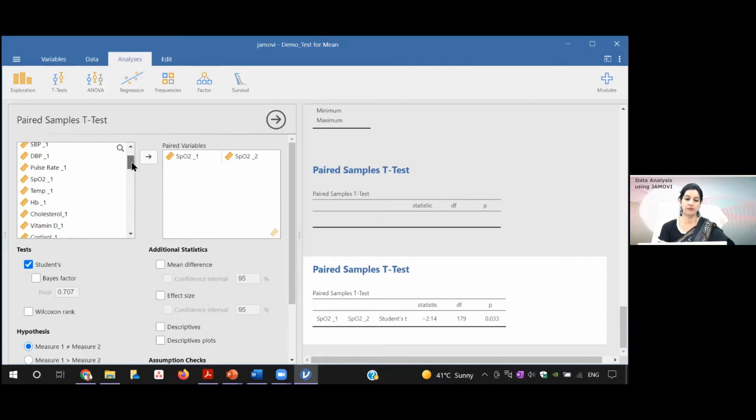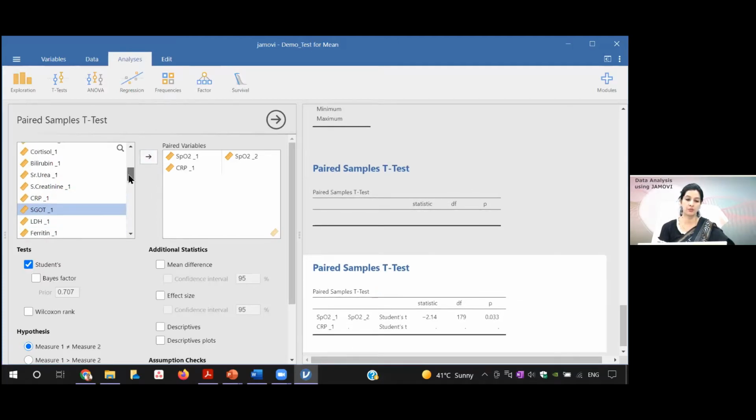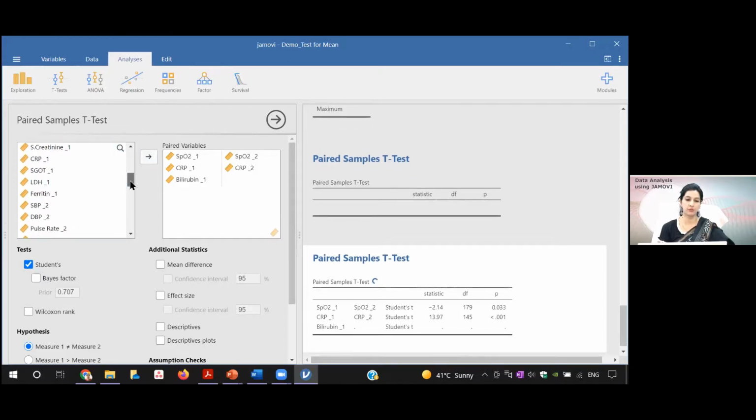So you have to take first the first value. So CRP is here. So CRP1 and then the CRP2. So I will go down and see where is the CRP2. Here is the CRP2. The third pair is the bilirubin. So bilirubin, if I come up, it is here, bilirubin 1. And bilirubin 2 is here, bilirubin 2.